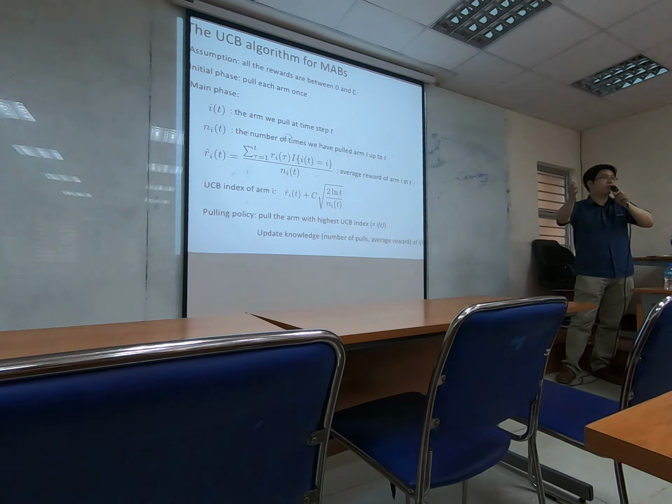The number of rounds we have is given. Like we have to play the game for 1,000 rounds. So every round, you choose the arm with the highest index. You pull the arm, you see the reward, you update.